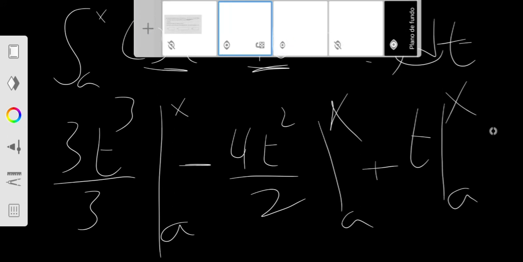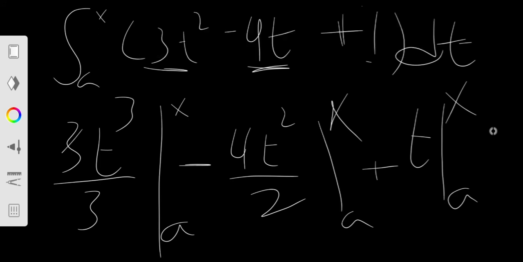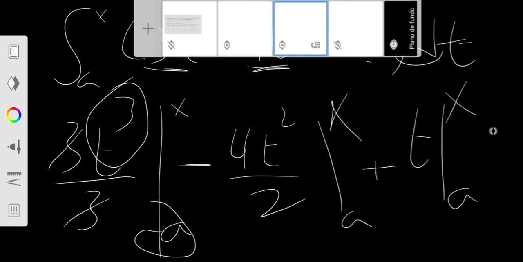Okay, so remember the 3 will cancel with 3, and then we'll have x cubed minus a cubed from the first part. So we'll have x cubed minus a cubed.